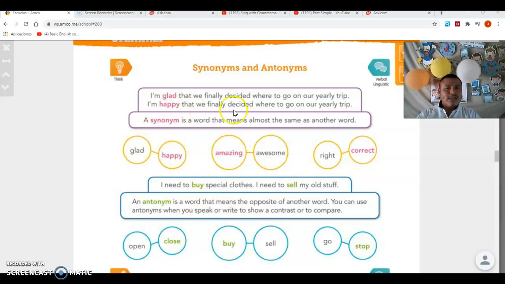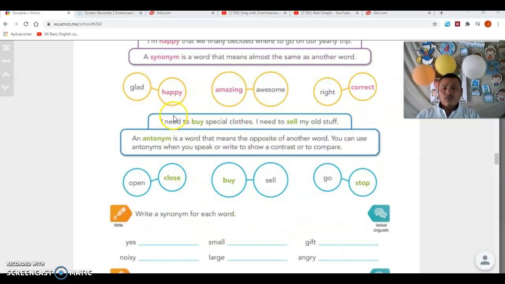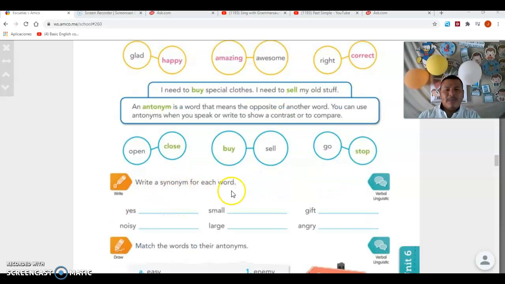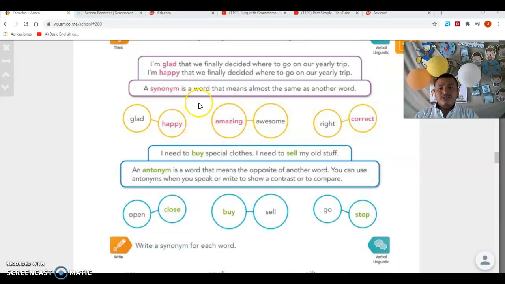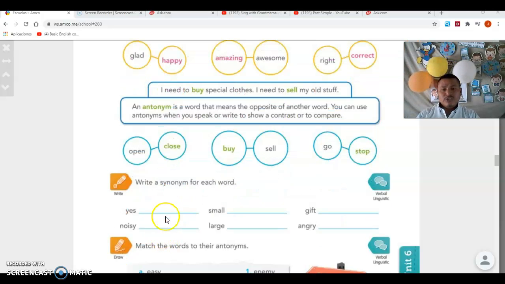So let's read these examples together. So you need to repeat them. Okay, remember, I'm glad that we finally decided where to go on our Gili trip. So I'm glad. And then it is similar, synonym, happy. Okay. And also we have example right here, antonym. And what we need to do on this page, guys, it says write a synonym for each word. Remember, synonym is a word that means almost the same. Okay. So you need to write down. And small. What is it?